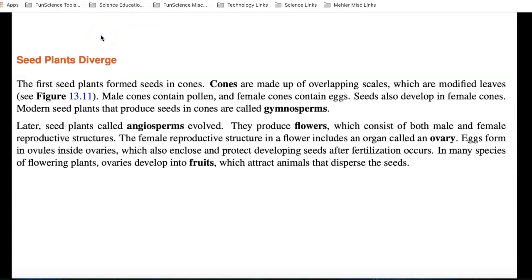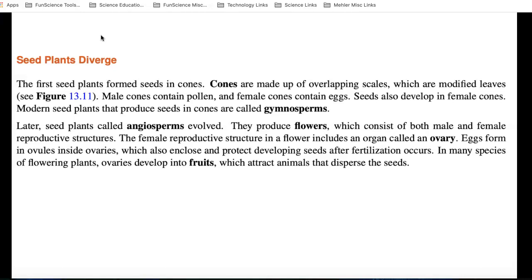The first seeds formed in cones. Cones are made up of overlapping scales. Many of you have seen pine cones, and we'll see some in a few seconds. Male cones contain pollen, female cones contain the eggs. And modern seed plants that produce seeds in cones are called gymnosperms. That will be important. The word gymno comes from the Greek word which means naked. That seems strange to call a modern seed plant that, but we'll see why.